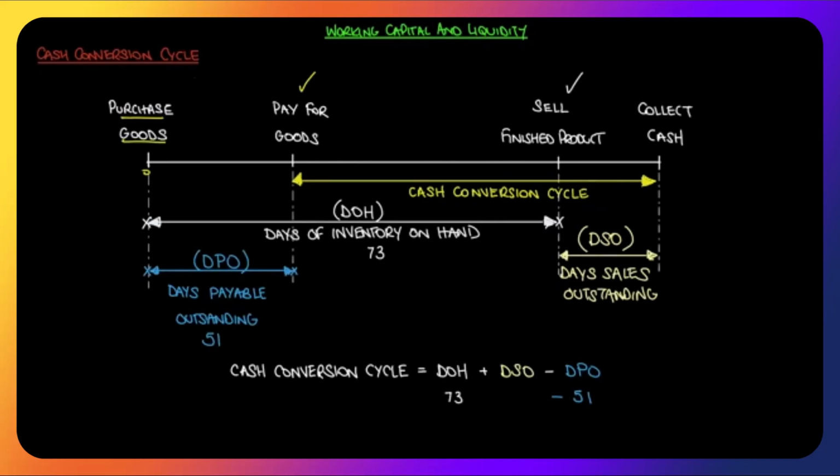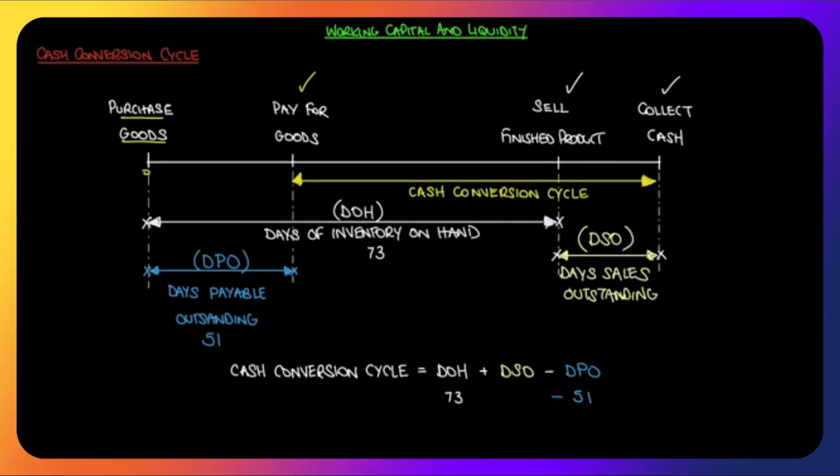You've sold the finished product, but as we said, you're unlikely to get the cash at the date of sale. You'll give credit to your customers. So it's a later date when you collect the cash. The time between making the sale and collecting the cash is when you'll have accounts receivable on your balance sheet. That length of time we can measure again very easily. We call it the days of sales outstanding.